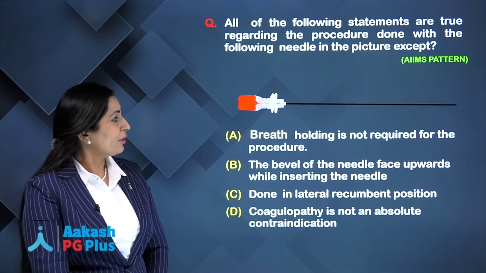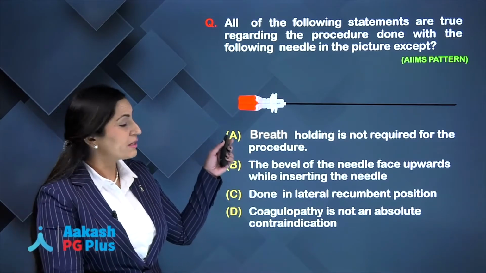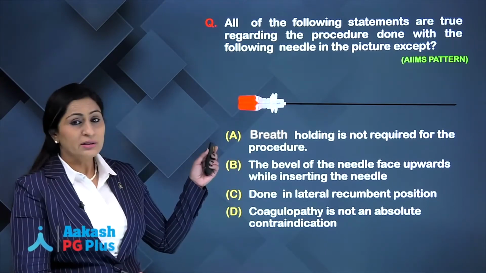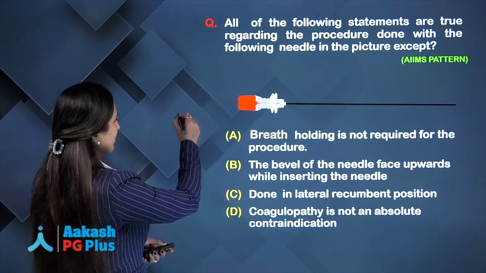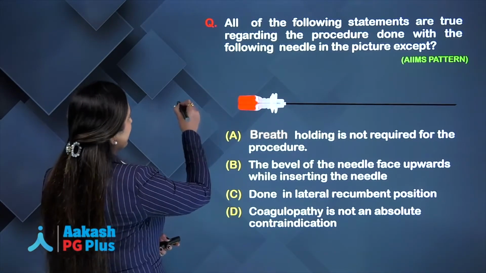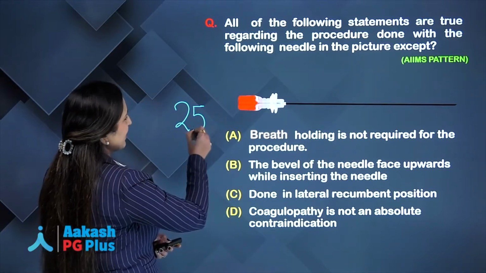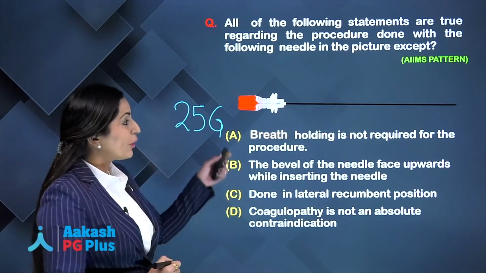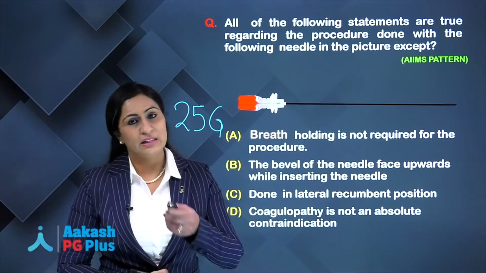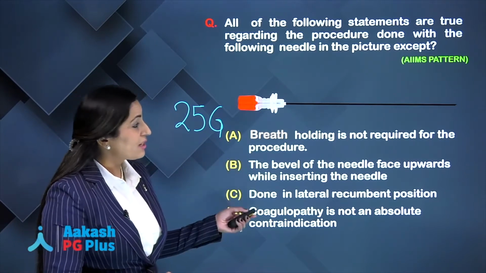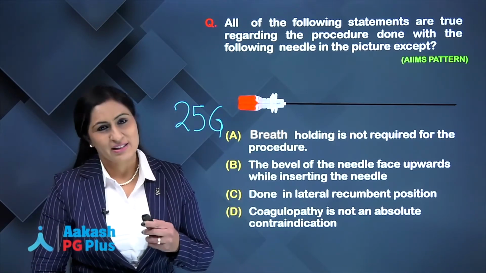So first of all, let us see which is the needle that has been given to us. So that's a 25 gauge. How do I know 25 gauge? Because of the color coding. The orange code tells me that it is a 25 gauge Quincke's spinal needle. So the examiner is asking us about spinal anesthesia.